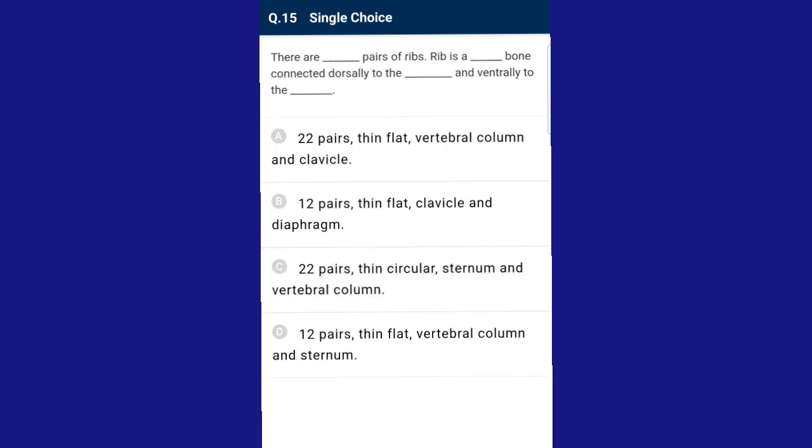Question number 15. There are dash pairs of ribs. Rib is a dash bone connected dorsally to the dash and ventrally to the dash. There are 12 pairs of ribs. Rib is a flat bone connected dorsally to the vertebral column and ventrally to the sternum. So the answer is option D.